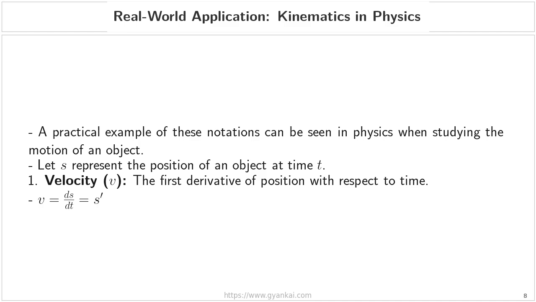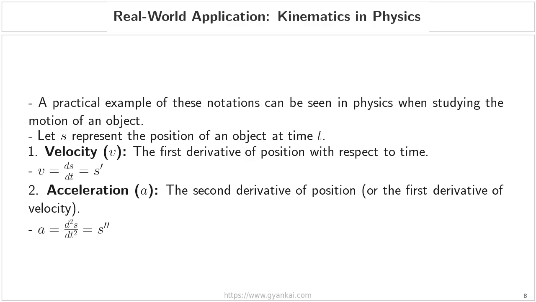First, we have velocity, which we denote with the letter v. Velocity is simply the first derivative of position with respect to time. Using our Leibniz notation, we write this as ds/dt. But, as we saw in the previous slides, we can use the much simpler prime notation, writing it as s prime.